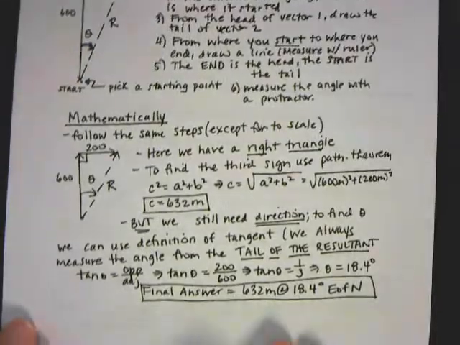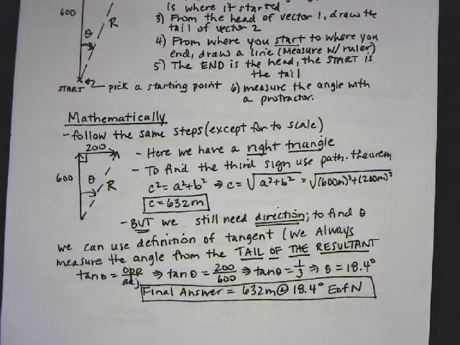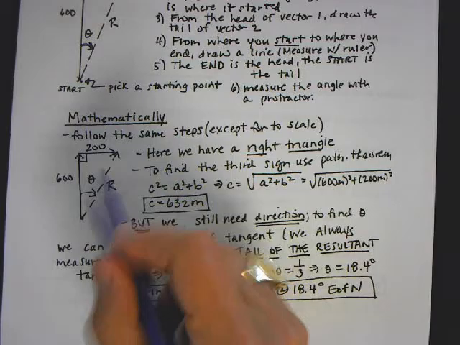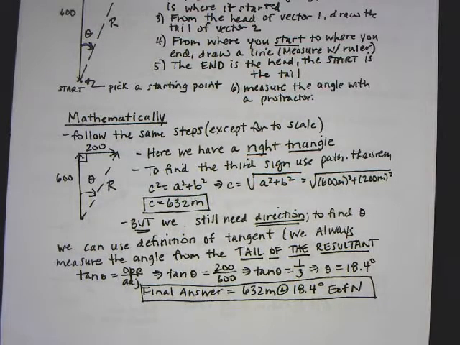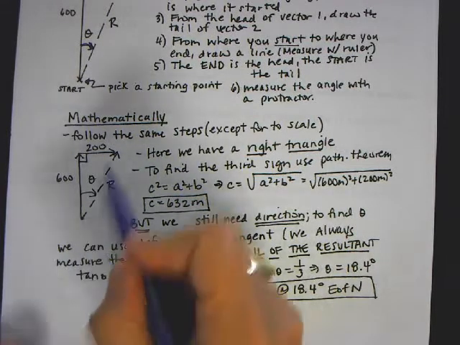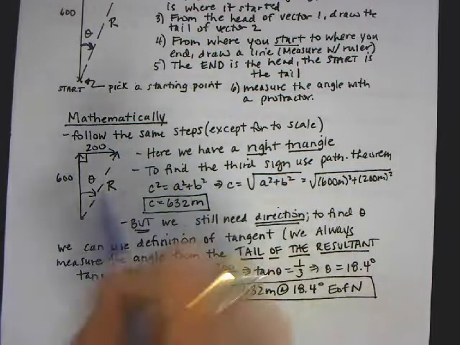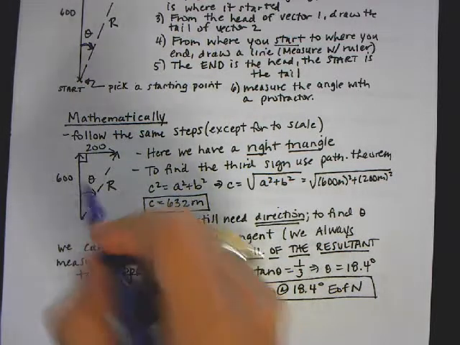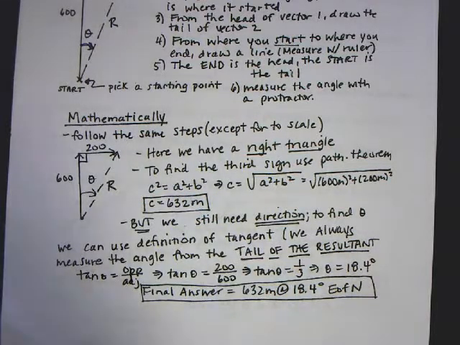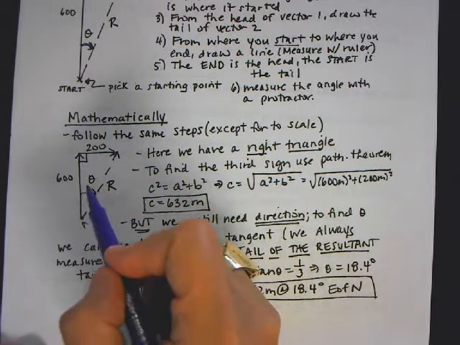So if I want to do the same thing mathematically, I just notice here this isn't to scale. I just do it freehand because when I draw a picture freehand, it helps me to conceptualize it. So I drew my picture, and then from where I start to where I end up, I drew my line. That's my resultant. I used the Pythagorean theorem to solve for it, and then the angle, you always measure from the tail of the resultant. And what I did was, I knew opposite and I knew adjacent, so I used tangent to solve for that.